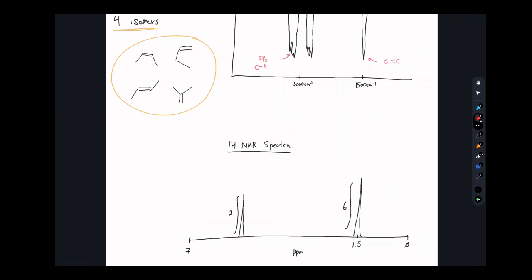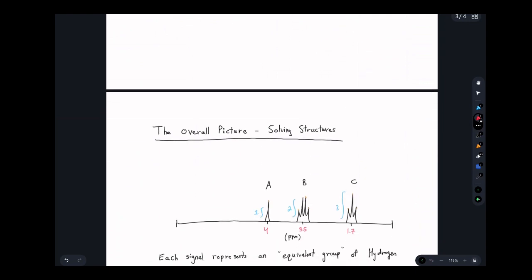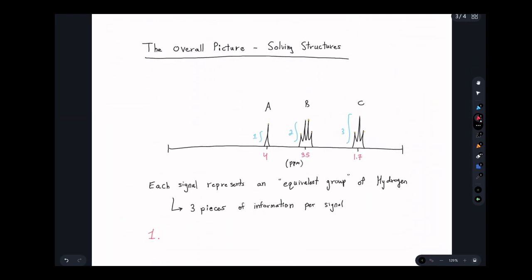Now, using the NMR spectra, we can virtually guarantee that this is the isomer that we're talking about. The other three would not look this way on 1H NMR. And after we get through all the material, maybe you can come back to this and try to understand if that makes sense. Now, clearly we're going to need to do a lot of coverage first before we can come back to answer that question. But we care about NMR because it gives us this concrete information. So let's talk about the overall picture of solving structures using NMR.